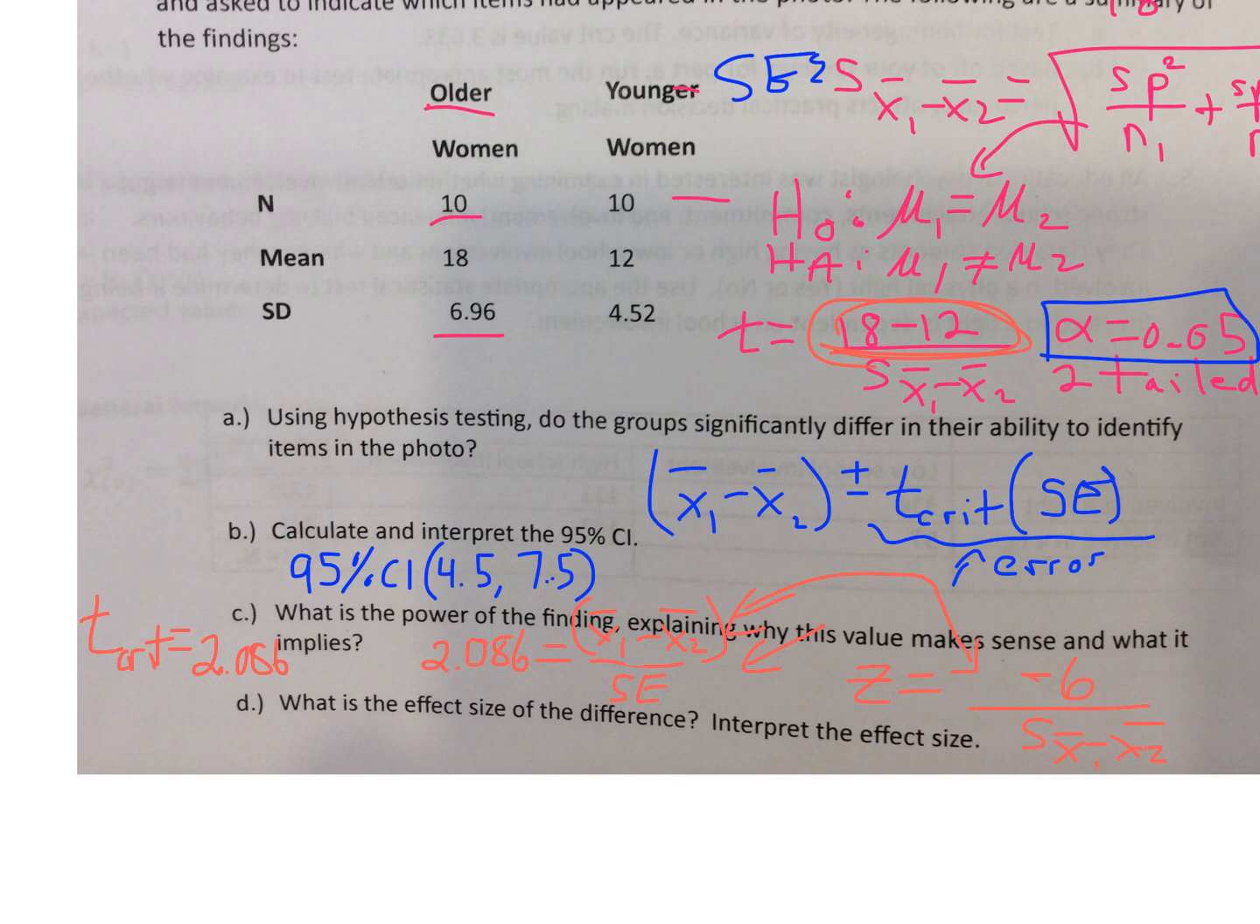If we do that, we're going to look up the p-value in our chart that we get from this, and then we're going to do 1 minus that value. So 1 minus the p-value from our z-score calculation. That will give us the power for this calculation.